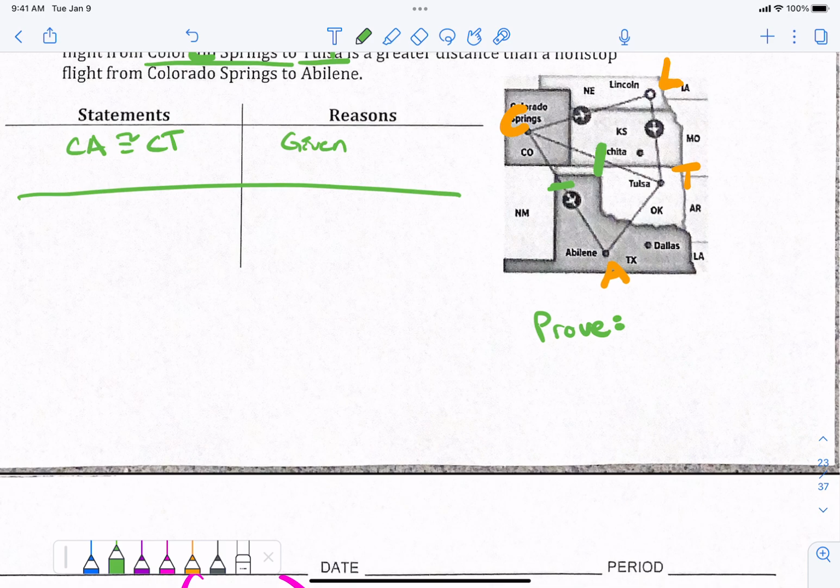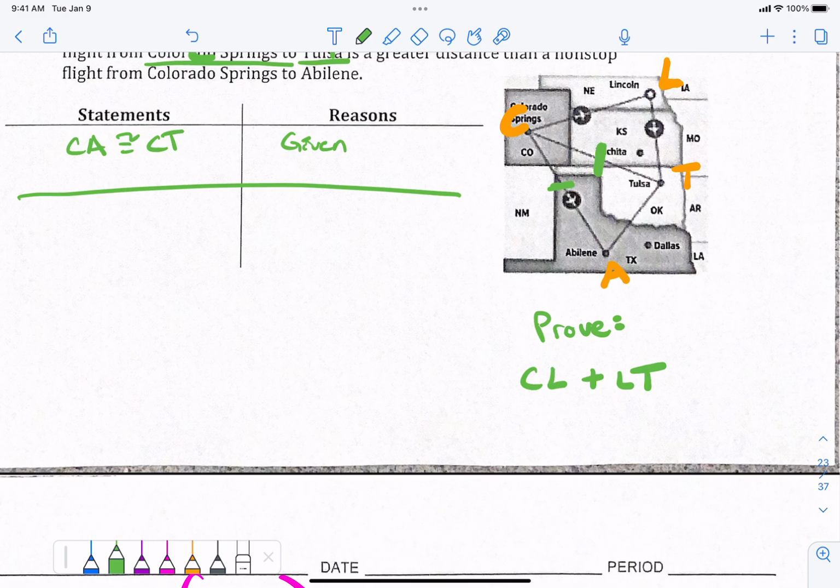Okay, that's on me. If we're going Colorado Springs to Tulsa, what do we have to do instead? How do we get from Colorado Springs to Tulsa? Lincoln. C-A-T. C L. No, see. L plus LT, right? Where's L? CL plus LT, right? No.